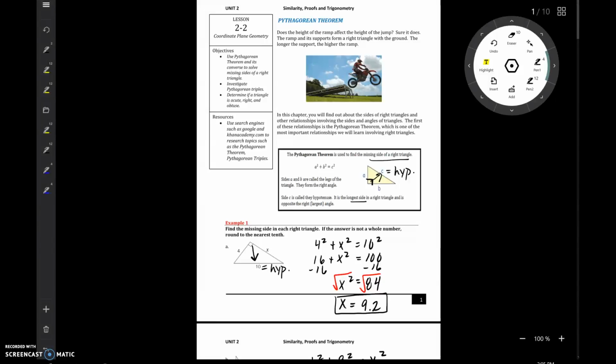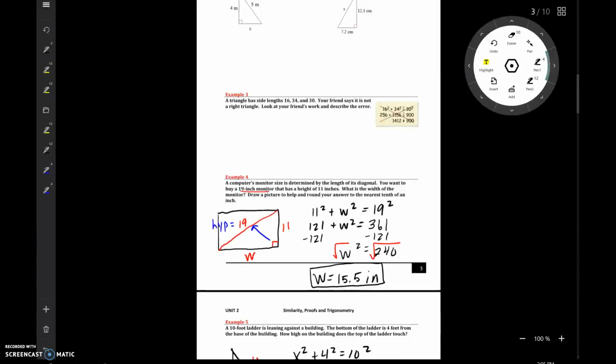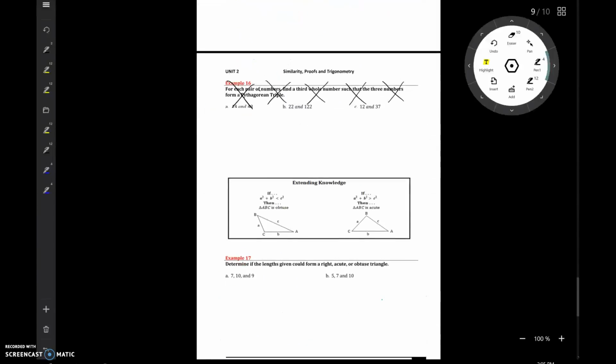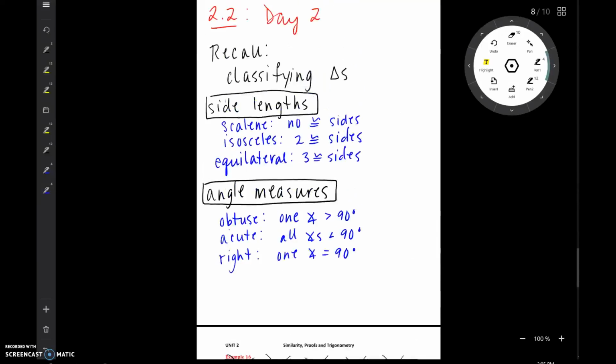Okay, so I'm in the lesson 2.2 packet, the packet with the Pythagorean theorem. What I need you to do is go to page 8. Open up to page 8, and I'm going to give you some notes that I think you'll be able to fill in this margin here, okay?